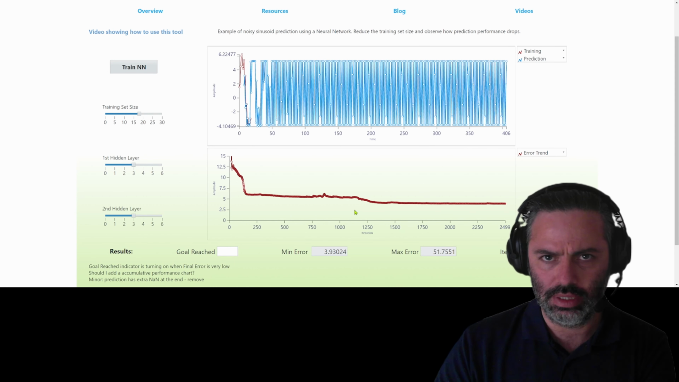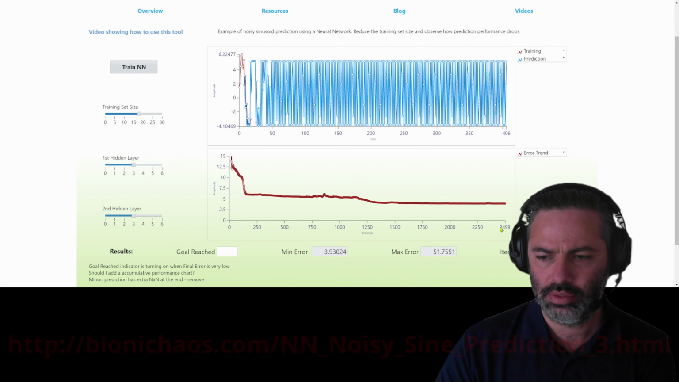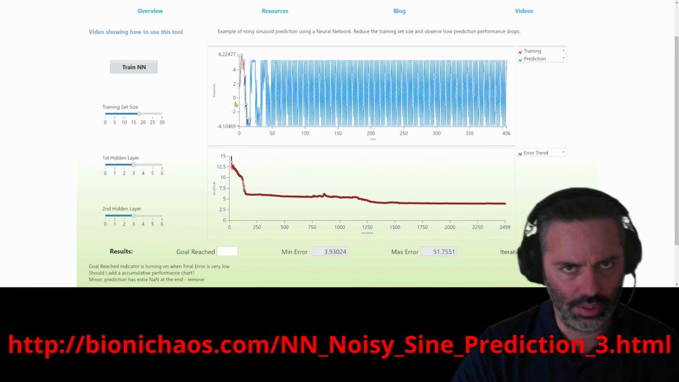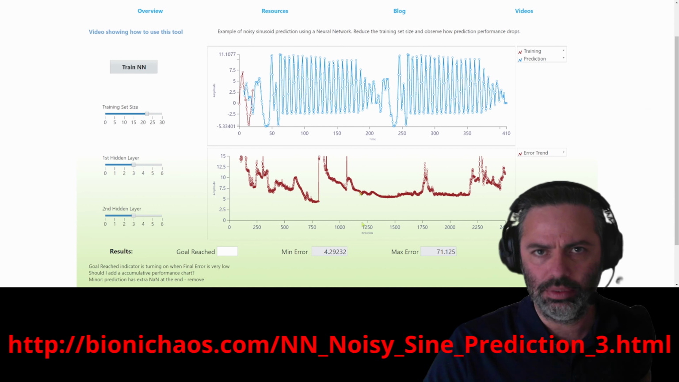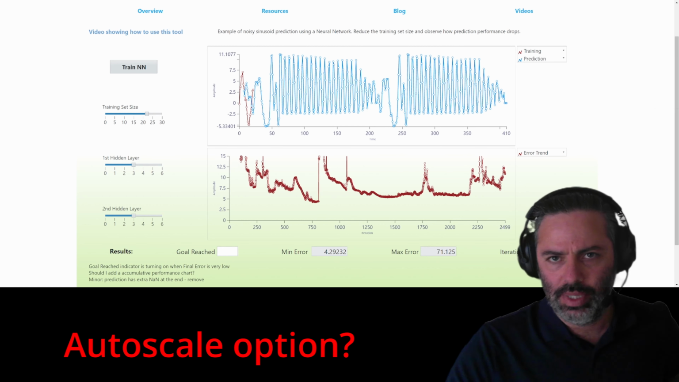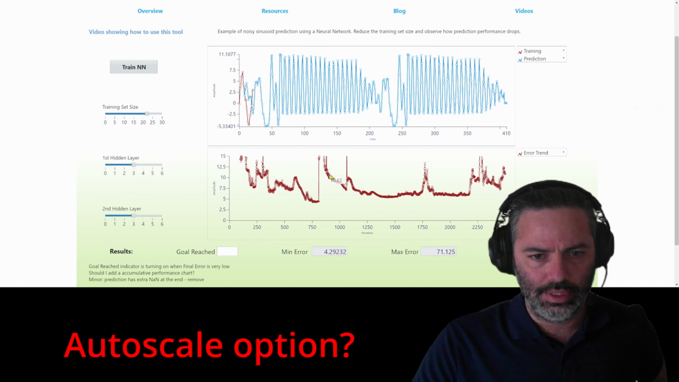But the point is that the minimum error for this many iterations, for 2500 iterations, was 0.39, and it gave this weird looking result. Another weird result, that yes, the maximum is 71, minimum is 4.2. The goal reached, the LED didn't go on because the minimum error was too high, and it went up to 2500 iterations and then essentially gave up.